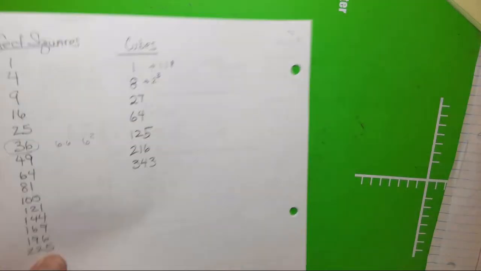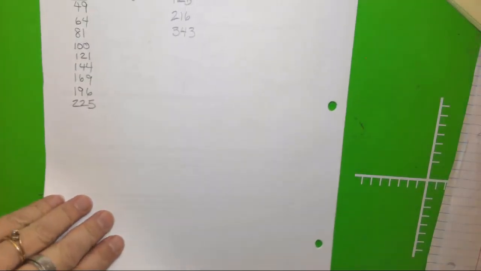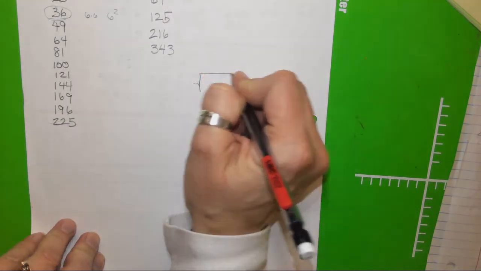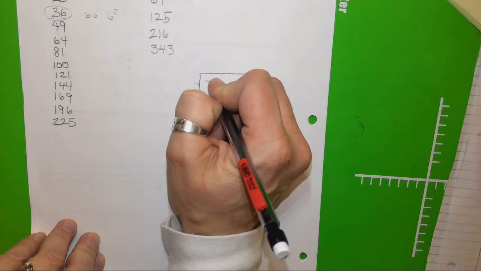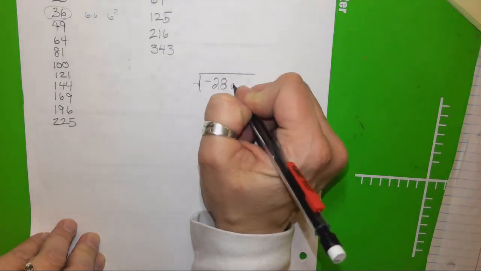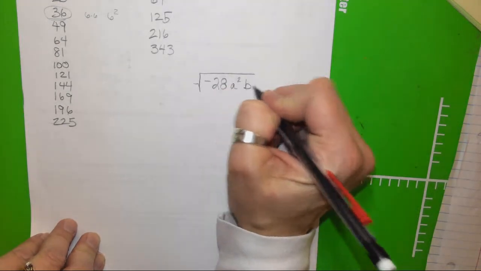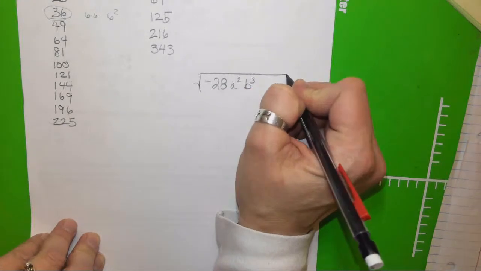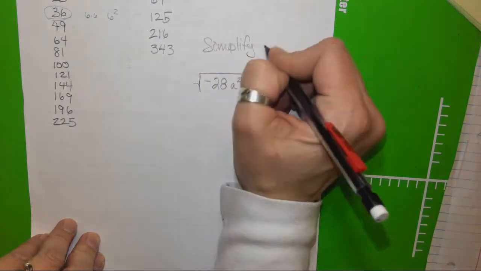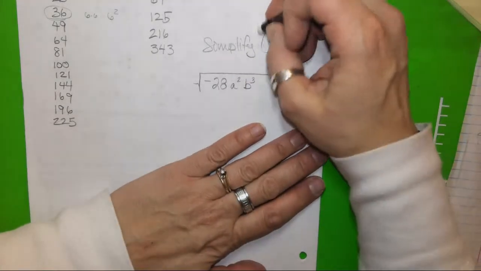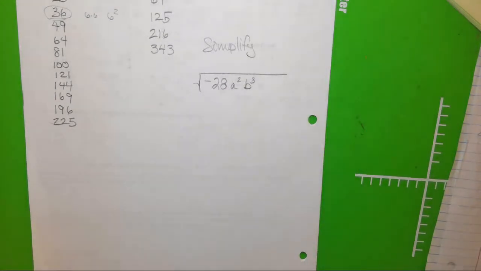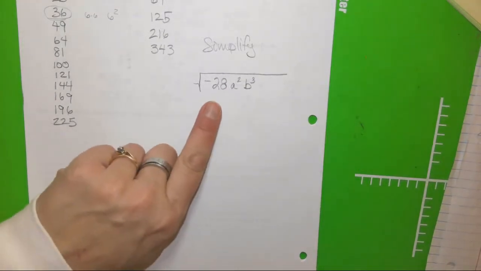Okay, so reducing radicals when you have a negative underneath. So let's go with this one: the square root of negative 28 a squared b to the third. So this is going to be simplifying radicals requiring, that's a lot of words. So our directions are to simplify.